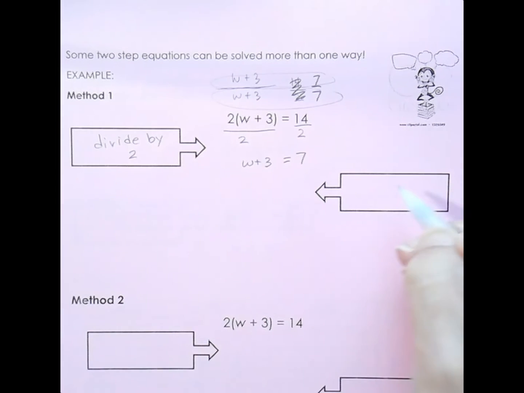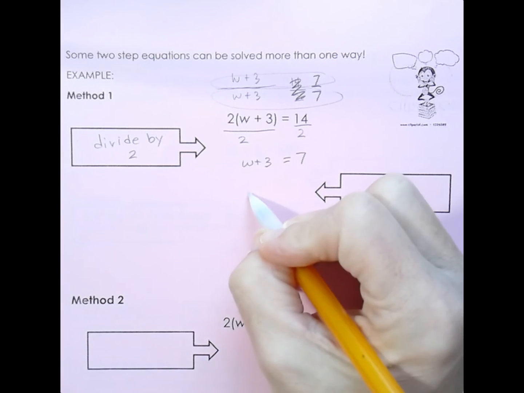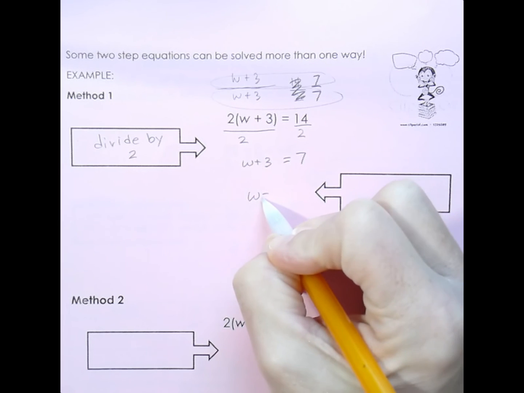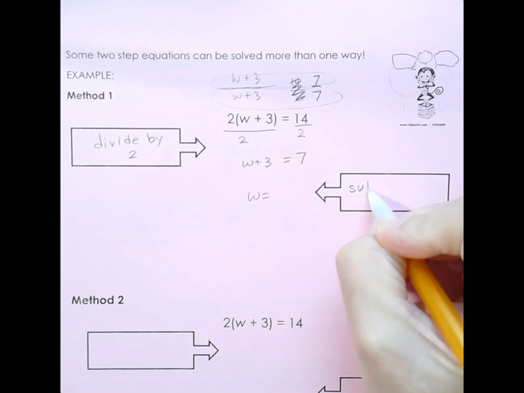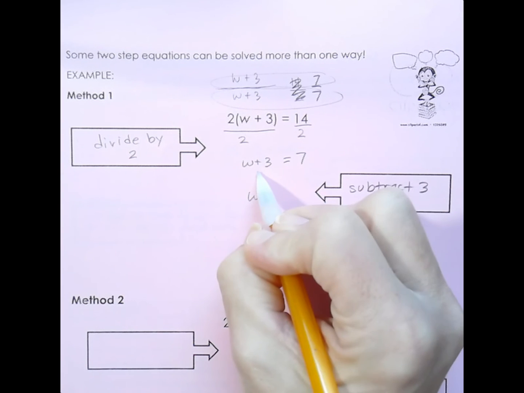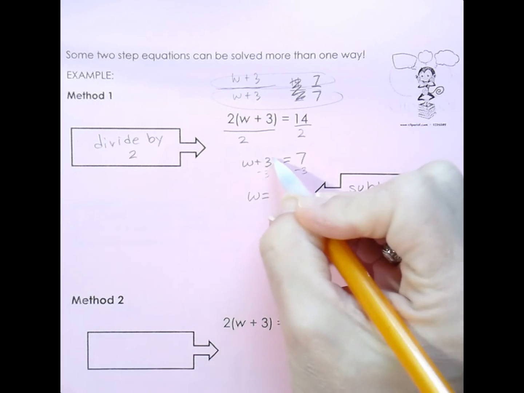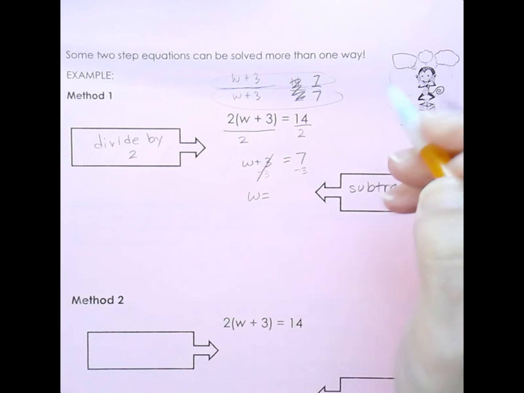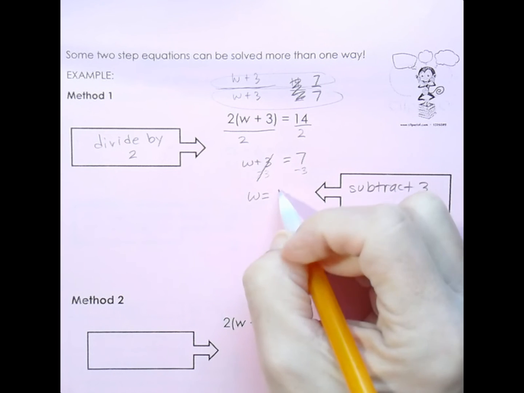Okay, from here then I have a one-step equation. If I want to get w by itself, I'm going to have to subtract 3 from both sides. Since the 3 is added, when I subtract 3, that makes 0 and I get rid of it. 7 minus 3 is equal to 4.